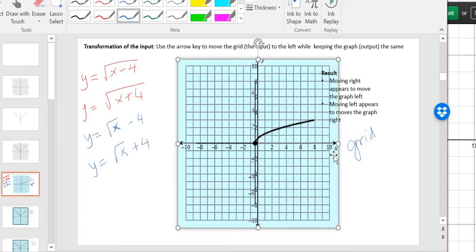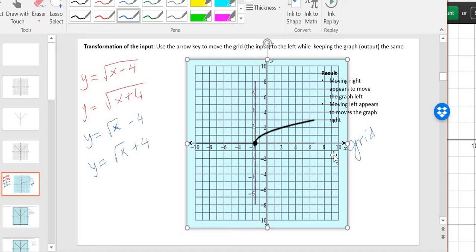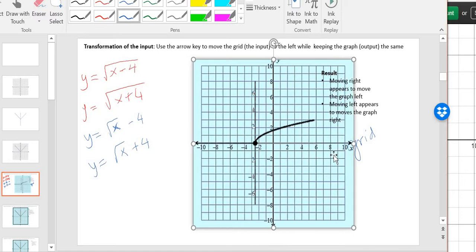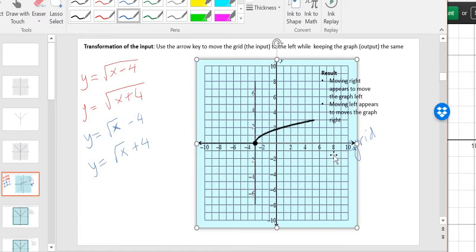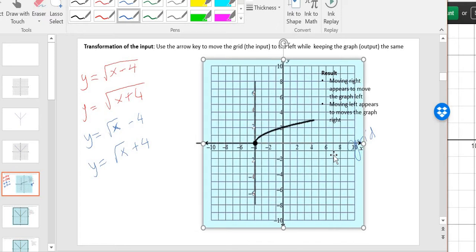This is 1 unit to the right. Okay, this is 2 units to the right. Remember, I'm moving the grid on which the graph is drawn. This is 3 units to the right. Moving that grid, all right? This is 4 units to the right. Just the grid alone, okay? Now, the graph appears to have moved 4 units to the left because I'm moving the grid on which it is drawn, okay?